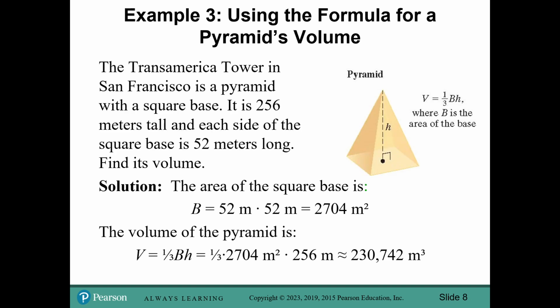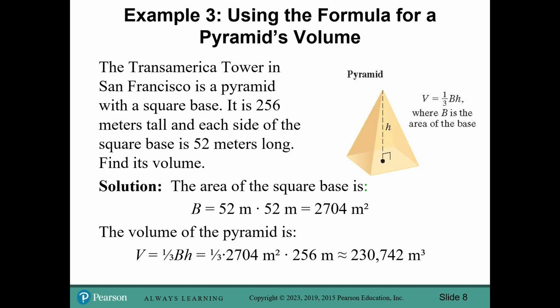Using the formula for the pyramid's volume. Okay, so let's look at a different style volume. We found rectangular volume. We actually used it to solve a real life word problem right there. Now let's look at a pyramid's volume. The Transamerica Tower in San Francisco is a pyramid with a square base. It is 256 meters tall, and each side of the square base is 52 meters long. Let's find its volume. All right.